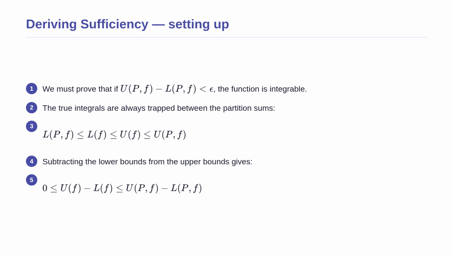We start by looking at the relationship between a specific partition's sums and the true upper and lower integrals. The true lower integral is the highest possible underestimate, and the true upper integral is the lowest possible overestimate. Therefore, they are always squeezed between the lower and upper sums of any specific partition. Because of this squeezing effect, the gap between the true upper and lower integrals must be smaller than the gap between our outer rectangle approximations.